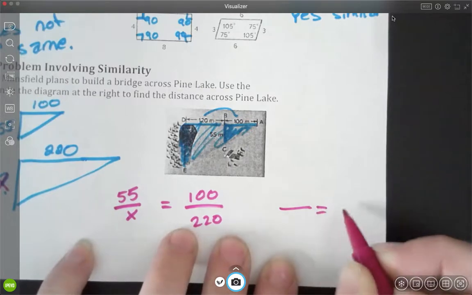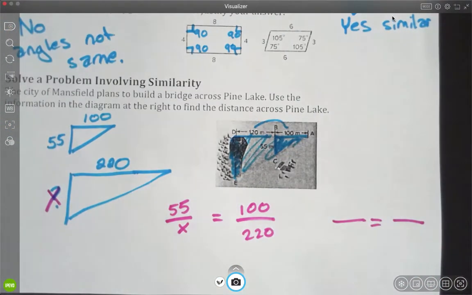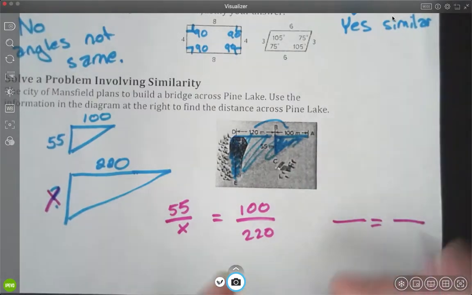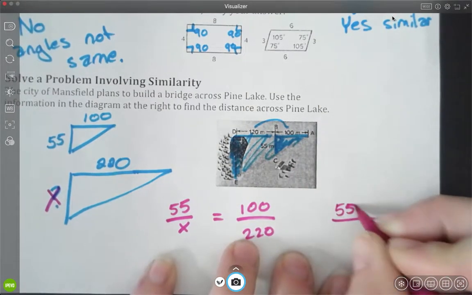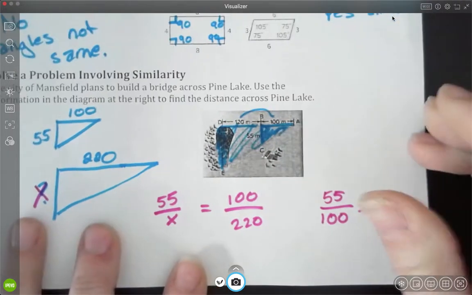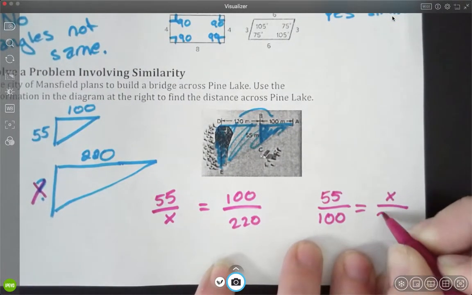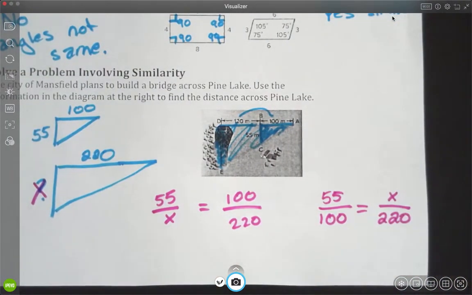We could have done something else, right? Instead of doing 55 over x and 100 over 220, we could have done 55 over 100. Does that make sense? Okay, if we go 55 over 100, what's the other one have to be? X over 220.